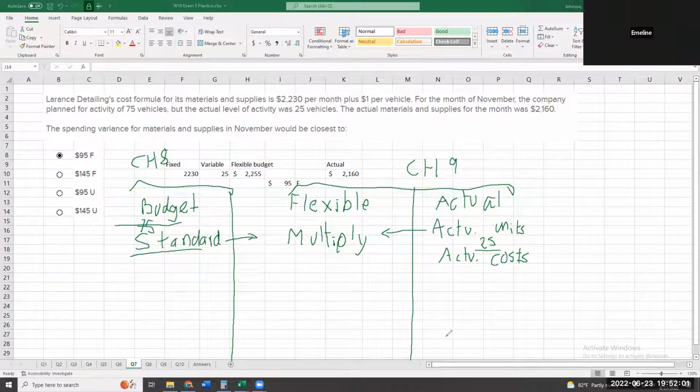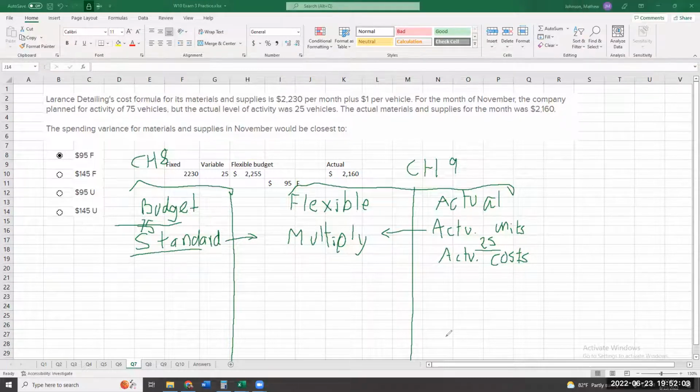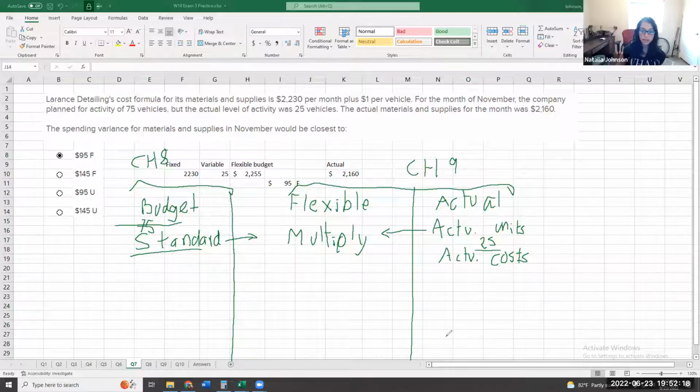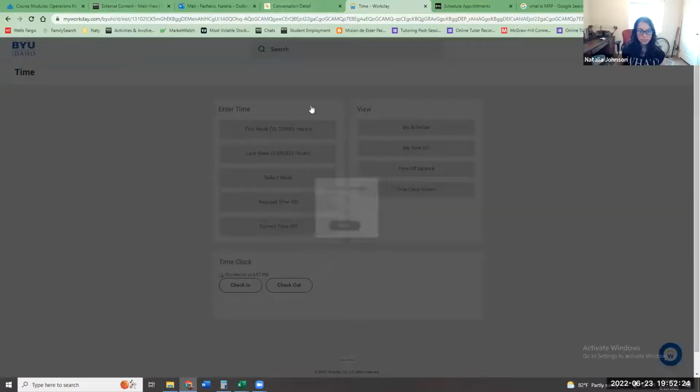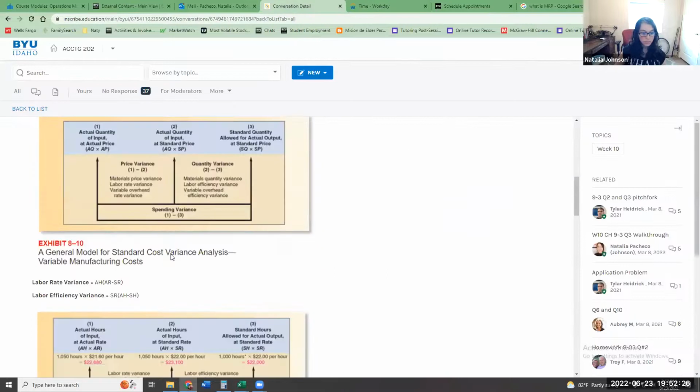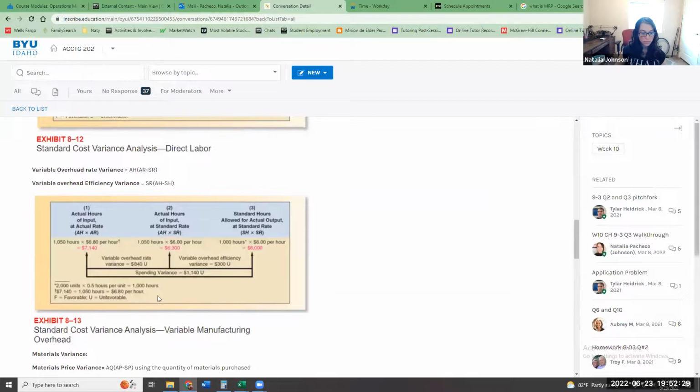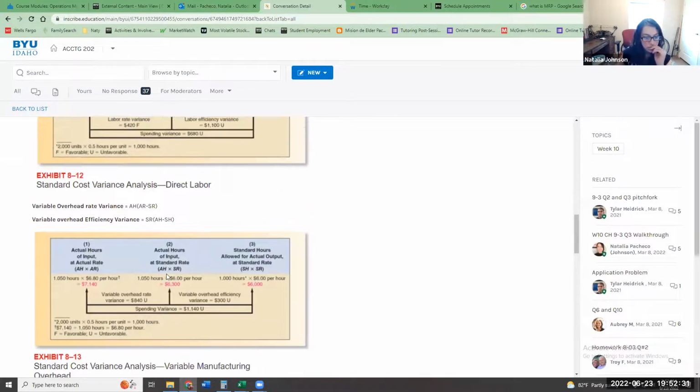Natalia, sorry, if they bought 170,000 grams of materials, but they actually used like 160, I forgot what to do in that case. Yeah, in that case, that's when we use, one second. I don't have it here.